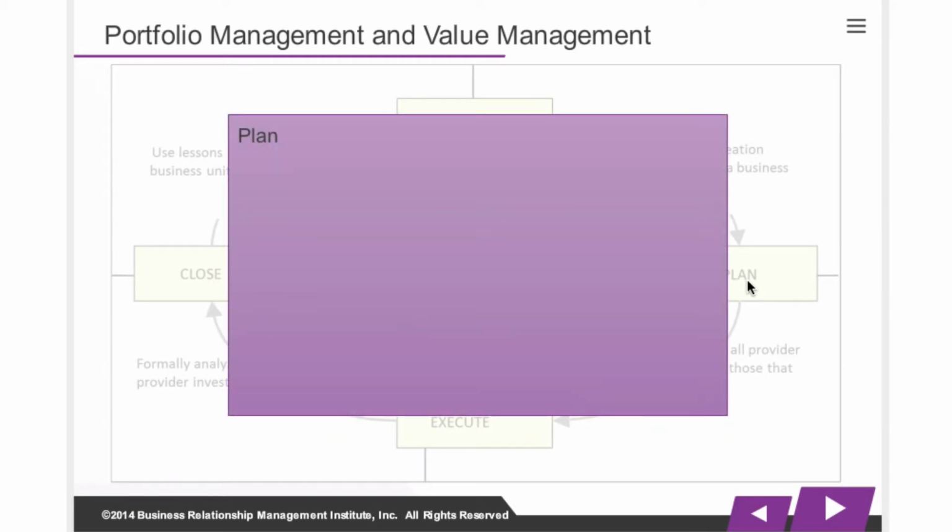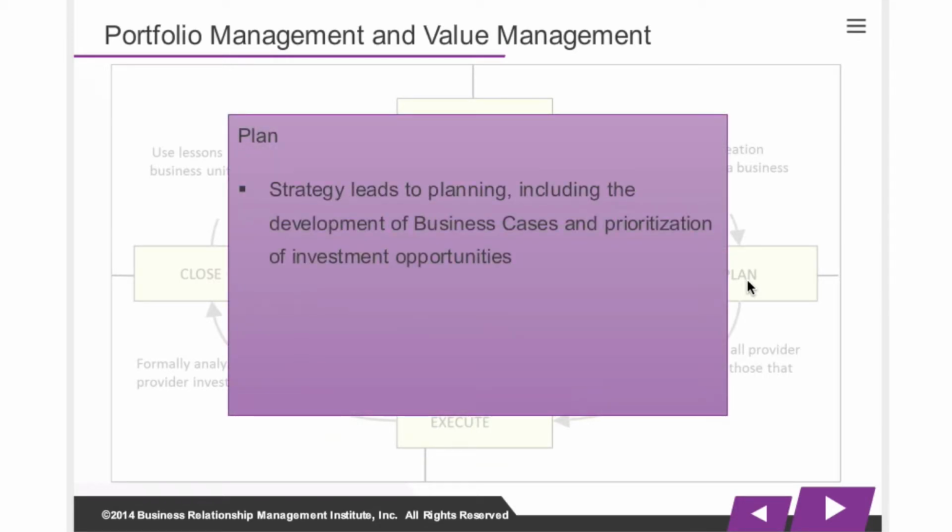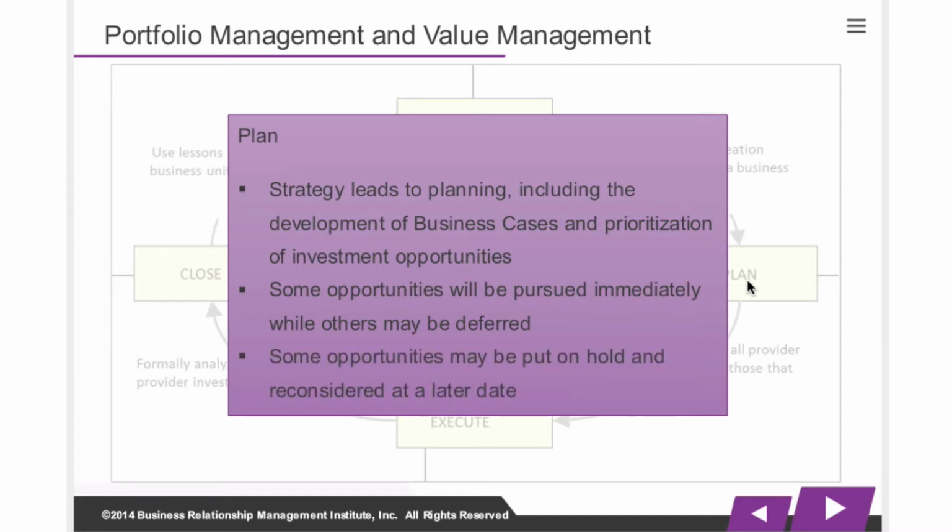Plan. Strategy leads to planning, including the development of business cases and prioritization of investment opportunities. Some opportunities will be pursued immediately, while others may be deferred until a future time. For example, depending on business priorities, an upgrade of the network may be done during the current financial year or put off until the next. Some opportunities may be put on hold and reconsidered at a later date.